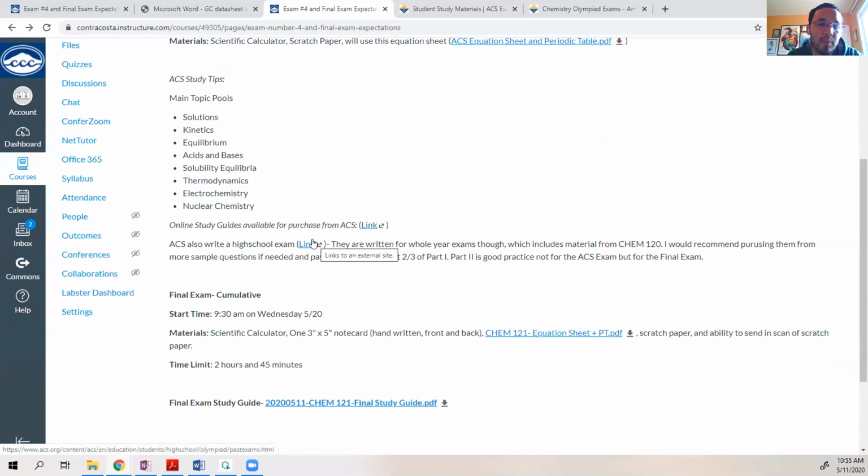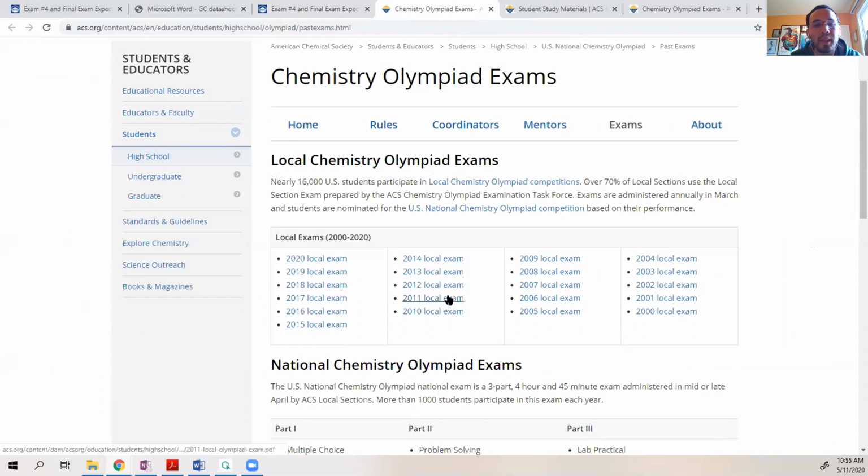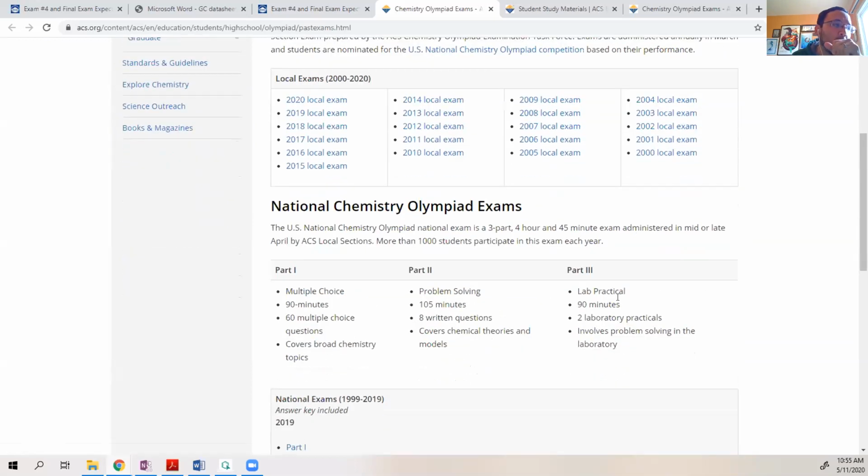There's also ACS writes the high school chemistry Olympiad exams. What the chemistry Olympiad is, is kind of like a competition of high school chemists. They give you these different quizzes, and then as a team, you compete. There's 3 sections to it. One is a lab part. There's another part with written questions, kind of like the free response questions. And then the first part is all the multiple choice.